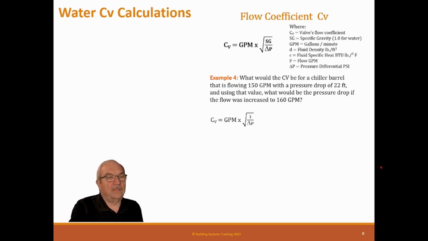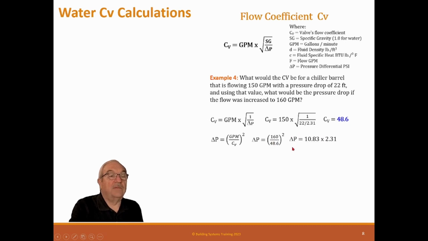So what you do is you get this formula, CV equals GPM times 1 over the square root of delta P, and that would be 1 over the 22 feet divided by 2.31, which is, we're going to make it PSI. That's making it PSI, right? So that's 48.6. So the CV of this system is 48.6. So now if we want to change the flow from 150 to 160, we would use this equation, which is GPM over CV, and it becomes 160 over 48.6, which is the CV, and then we get a 10.8 times 2.31, so it's 25 feet.